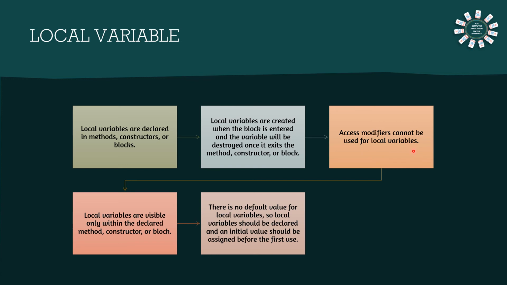All the access modifiers, public, private, protected, we cannot use for local variables. And local variables are visible only within the declared method, constructor or block, and there is no default value for local variables. So a local variable should be declared and an initial value should be assigned before the first use. This we can see in an example.